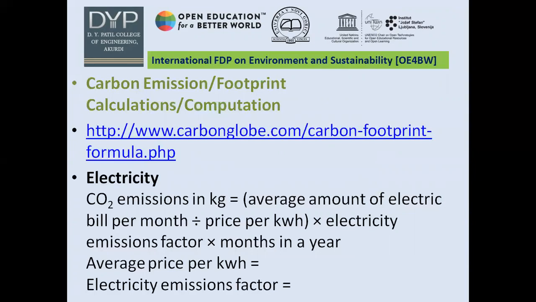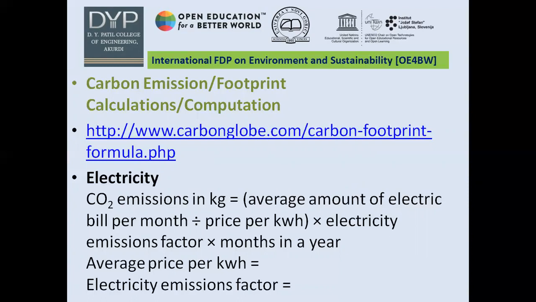Here it is explained how the carbon footprints or CO2 emissions are calculated. I have taken a couple of examples here. Electricity: when we are using electricity, CO2 is emitted because of the generation of electricity in conventional power plants, like thermal power plants. So CO2 emission is liable to happen. It is explained how to calculate CO2 emission here in kgs.